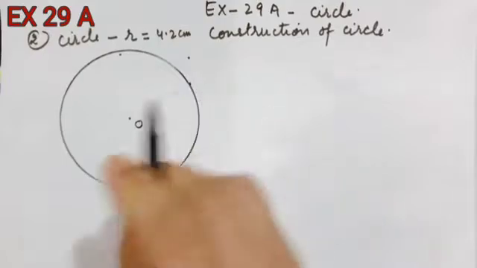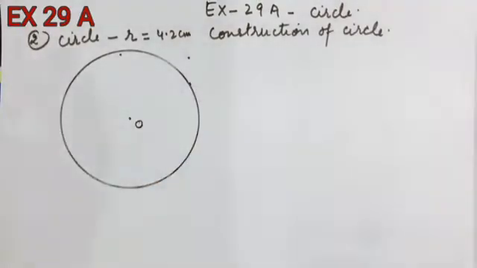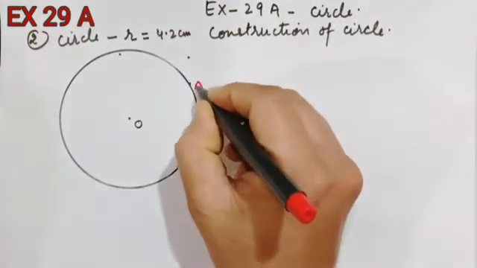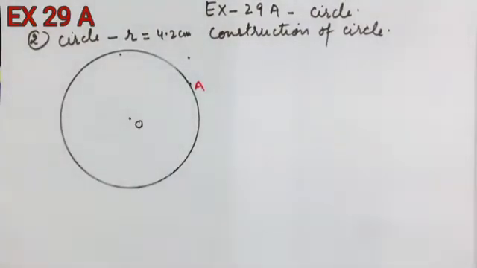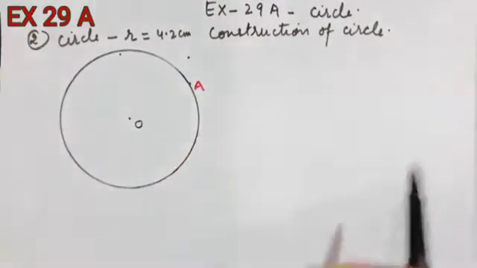Now they are saying to take a point A. So I have taken point A. Let me use a red pen. Take a point A over here on the circumference and join AO. So let us join AO. So naturally you will use a scale.